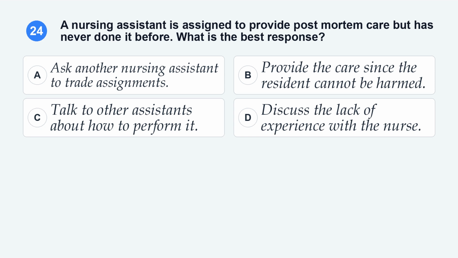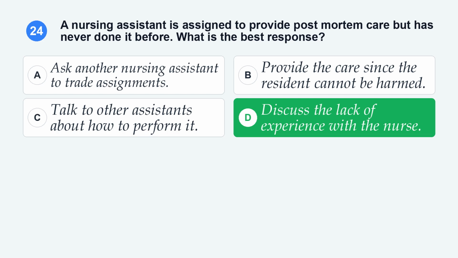Question 24. A nursing assistant is assigned to provide post-mortem care but has never done it before. What is the best response? Option A. Ask another nursing assistant to trade assignments. Option B. Provide the care since the resident cannot be harmed. Option C. Talk to other assistants about how to perform it. Option D. Discuss the lack of experience with the nurse.